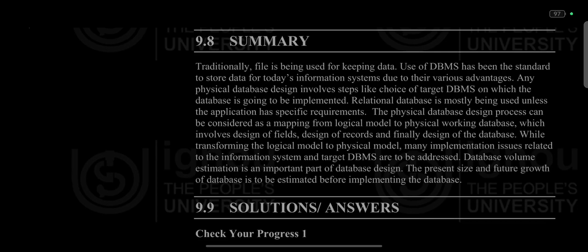The physical database design process can be considered as a mapping from logical model to physical working database, which involve design of fields, design of records, and finally design of the database. While transforming the logical model to physical model, many implementation issues related to the information system and target DBMS are to be addressed.